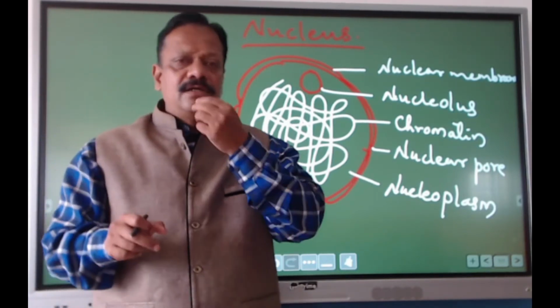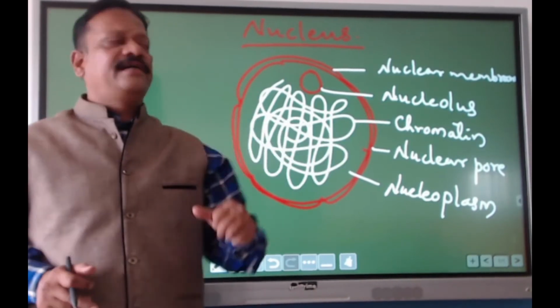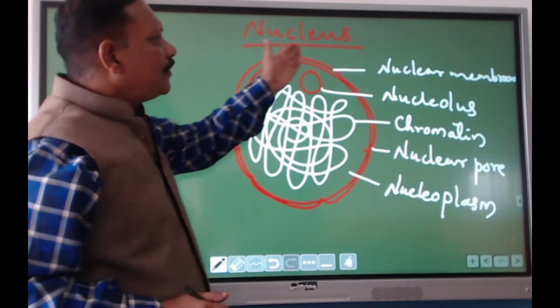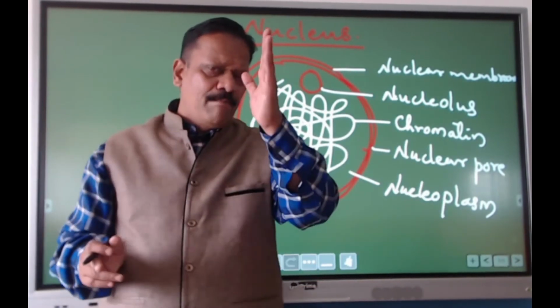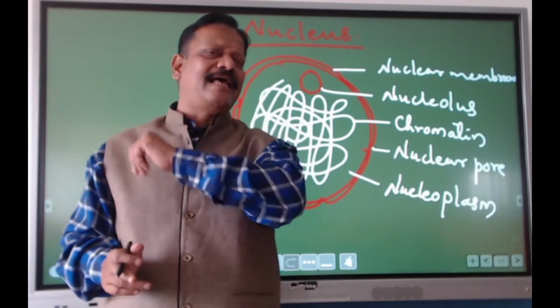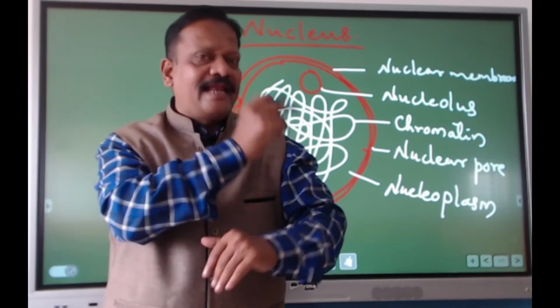Because of that, you are calling it as heredity. So hereditary character it is. So in this way, you are observing the nucleus. Nucleus is the main switch of the cell, or nucleus is the brain of the cell.